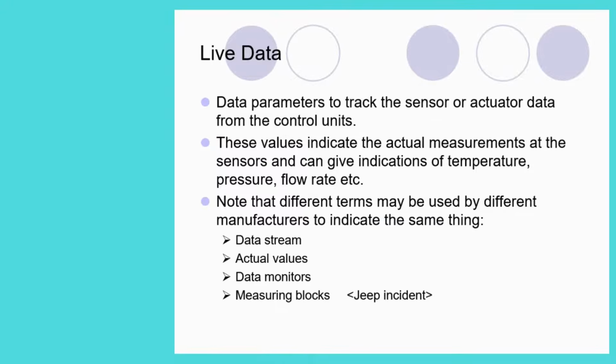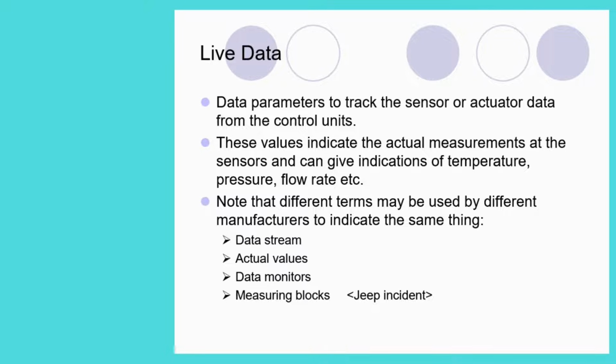Live data. Data parameters to track the sensor and actuator data from the control units. These values indicate the actual measurements at the sensors and can give indications of temperature, flow rate, pressure, etc. After fault codes, live data is the next most useful way of diagnosing a problem.